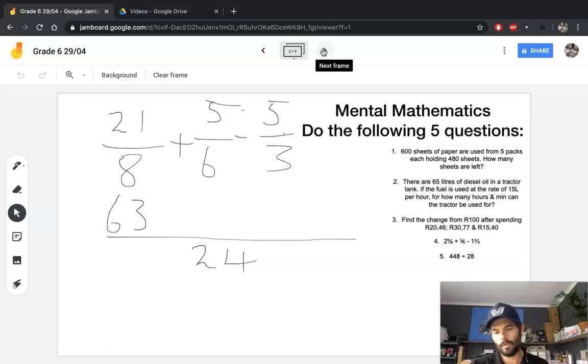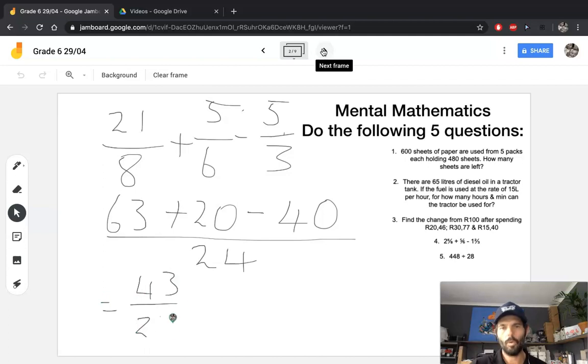6 goes into 24 4 times. 5 times 4 is 20. And subtract 3 goes into 24 8 times. 8 times 5 is 40. Now if I work that all out at the top, I'm going to get 43 over 24. And you may convert it to a mixed number if the question asks you to do so. And that's going to be 1, since 24 goes into 43 once, and 19 over 24.